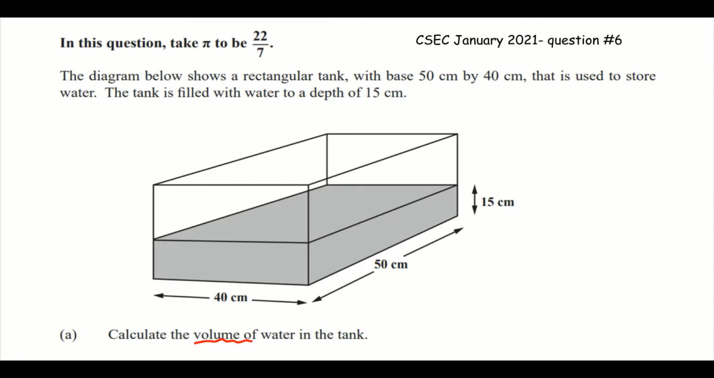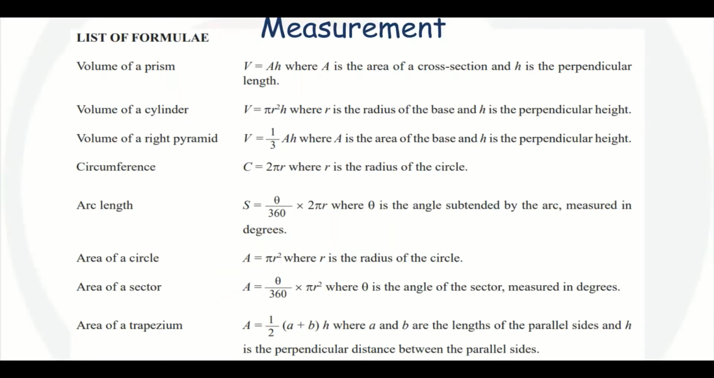The volume of water. Now let's pause and go to our formula sheet and see how it can help us. Looking on our formula sheet, we find the volume of a prism, and it was a rectangular prism. So volume is equal to the area of cross section times the height, which is the perpendicular length. So we're using this formula here: V equals AH, where A stands for the area of the cross section and H is the perpendicular length.